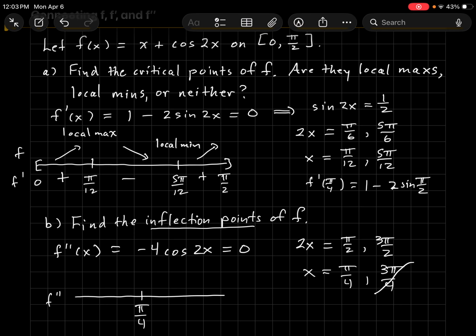And if I plug in values in the second derivative, I try, say, x equals 0, I get negative 4 times the cosine of 0, negative 4 times 1, which is negative. If I plug in, say, something bigger, say pi over 2, I get -4 times the cosine of pi, -4 times -1, or positive. And f double prime does change signs, so there is an inflection point at x equals pi over 4.